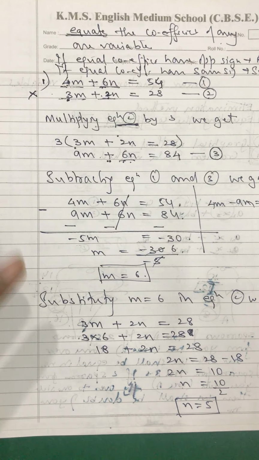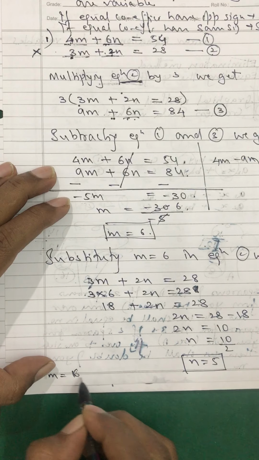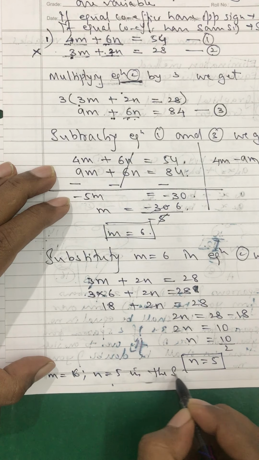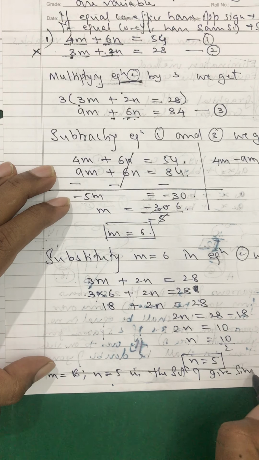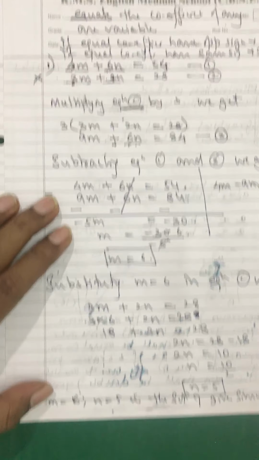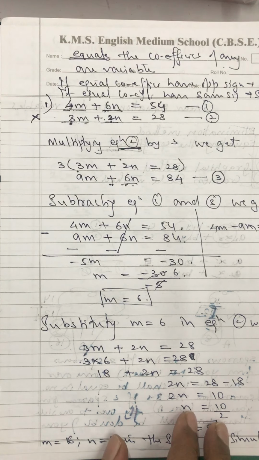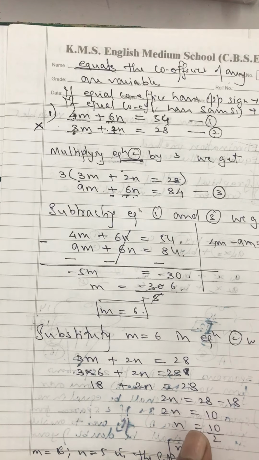Fine. If they are actually asking you this question, the last is needed. m is equal to 6, n is equal to 5 is the solution of the given simultaneous equations. Fine. So this is the method of solving simultaneous equations by equating the coefficients. But definitely there are different types of questions that I have to make you understand.